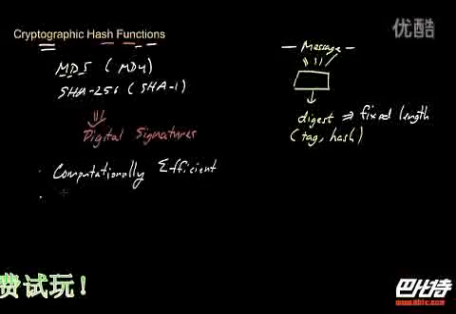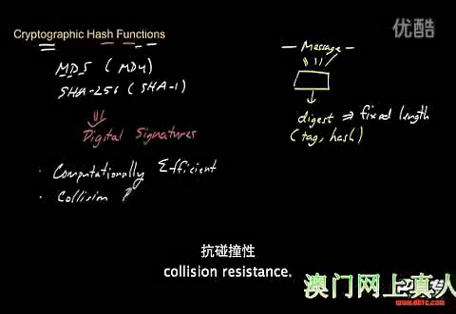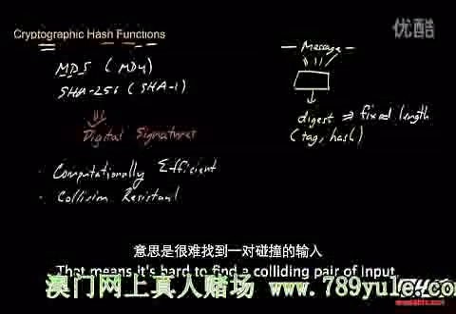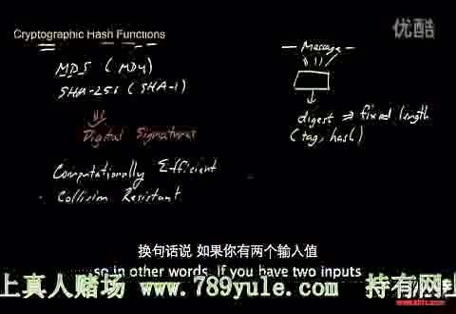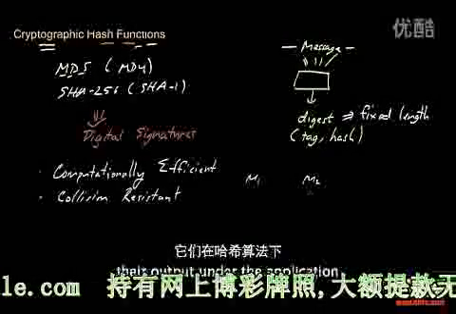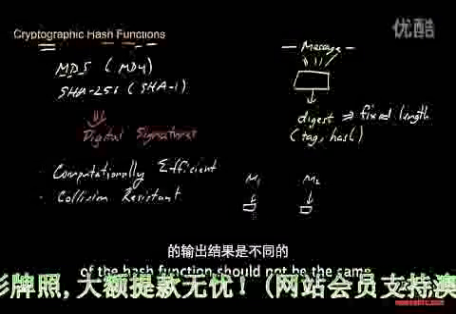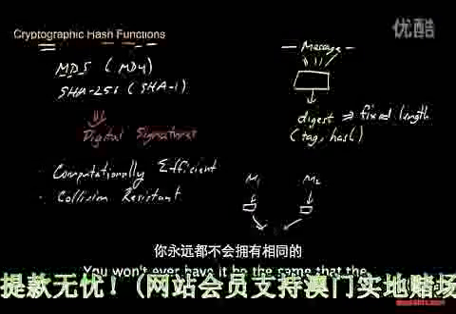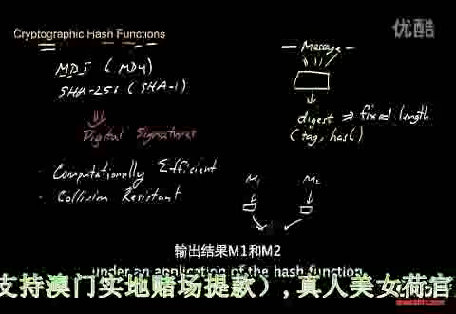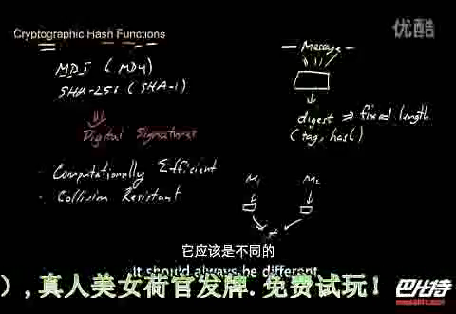And this property is typically referred to as collision resistance. Okay, and that means it's hard to find a colliding pair of inputs. So in other words, if you have two inputs, and let's say you have some message M1 and some message M2, their output under the application of the hash function should not be the same. You won't ever have the case that the output of M1 and M2 under an application of the hash function is the same. They should never be the same. It should always be different.